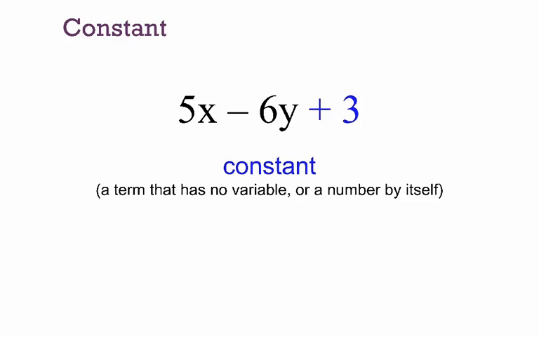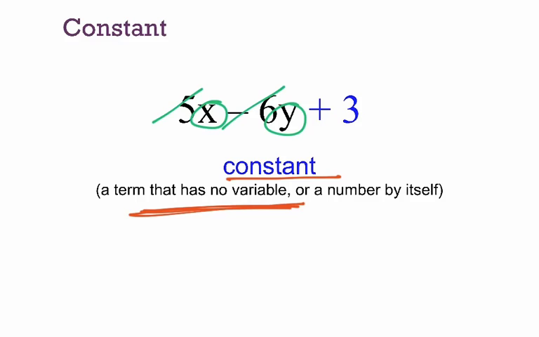Now, the last thing, we've really accounted for everything. 5 and negative 6 are the coefficients. X and y are the variables. So what does that make 3? Well, 3 is a constant. It does not have a variable. It is just a number by itself. So it is a constant.